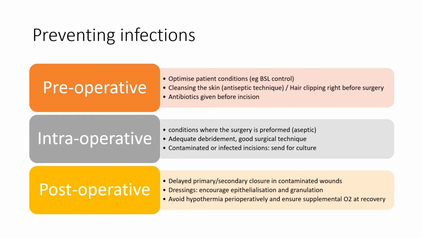Intraoperatively, we can keep the conditions as aseptic as possible in theatre, use adequate debridement and good surgical technique to preserve tissues, and send contaminated or infected tissues for culture during surgery. Post-operatively, we can ensure fewer infections by delaying the primary or secondary closure of contaminated wounds, using dressings that encourage epithelialization and granulation, and avoiding hypothermia perioperatively, ensuring supplemental oxygen at recovery.